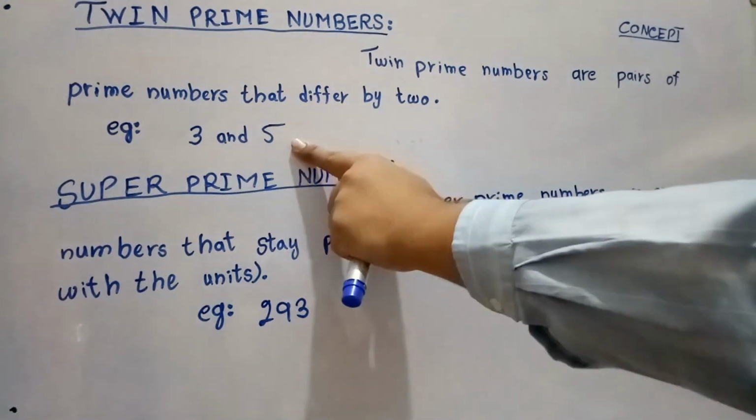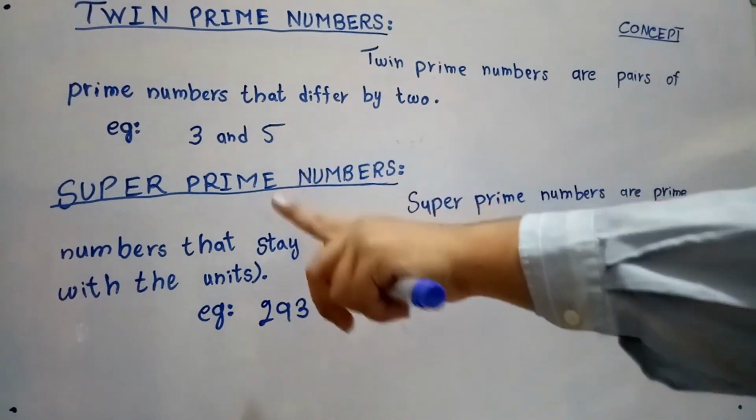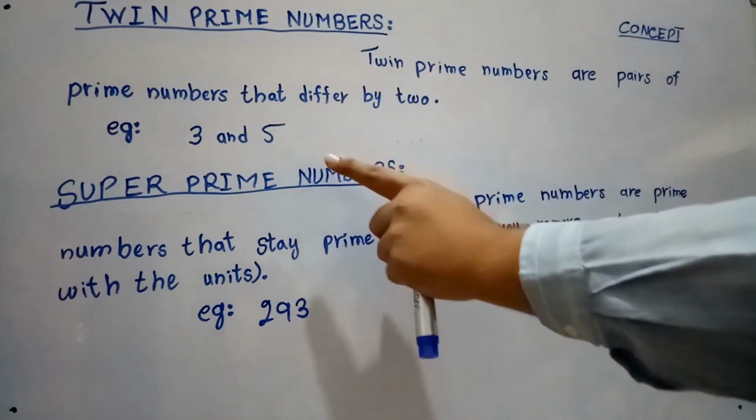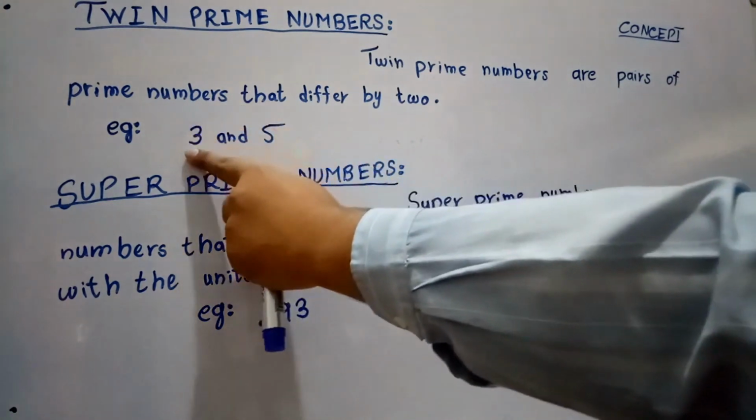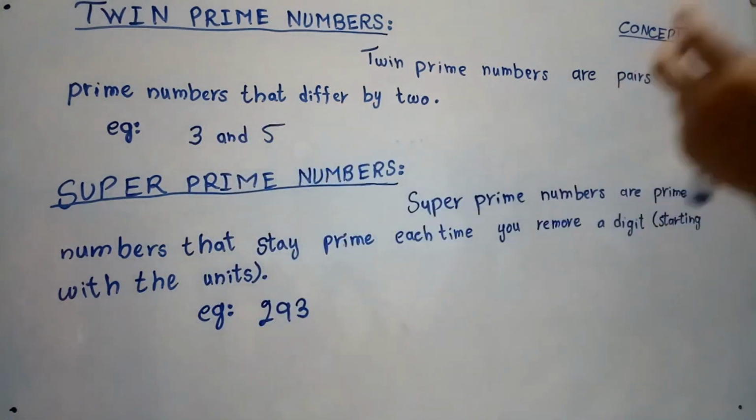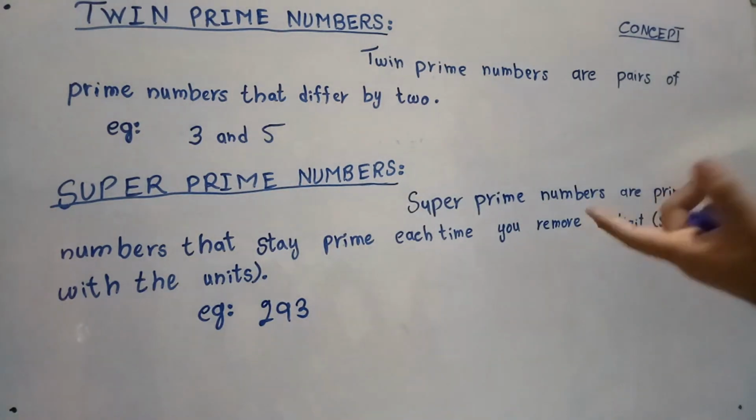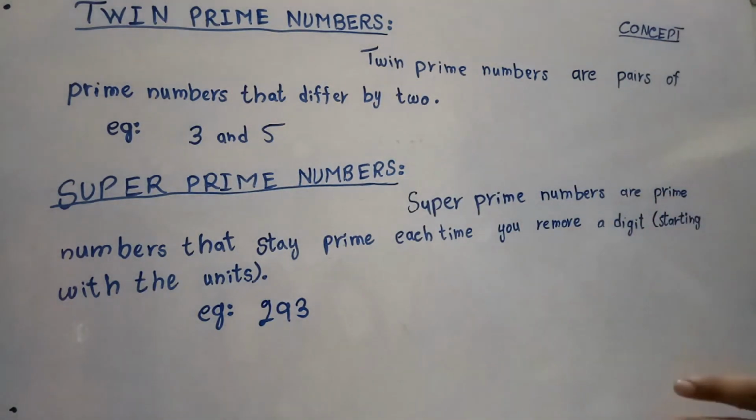You can see it is clear from this example. 3 is a prime number, 5 is also a prime number. So if we subtract 3 from 5, we will get 2. So here is a difference of 2 between two prime numbers. So this pair of prime numbers is called twin prime numbers. Okay. So that was about twin prime numbers. Now let's consider super prime numbers.